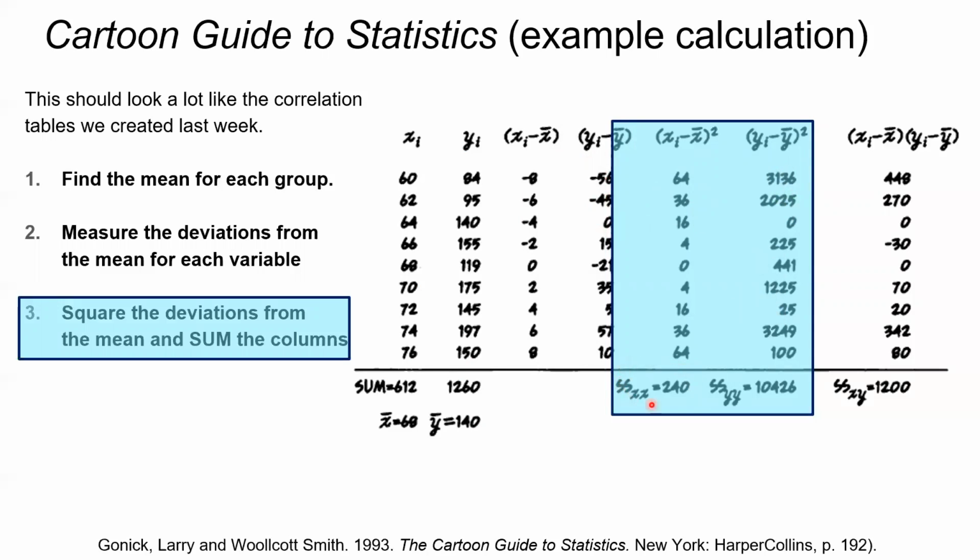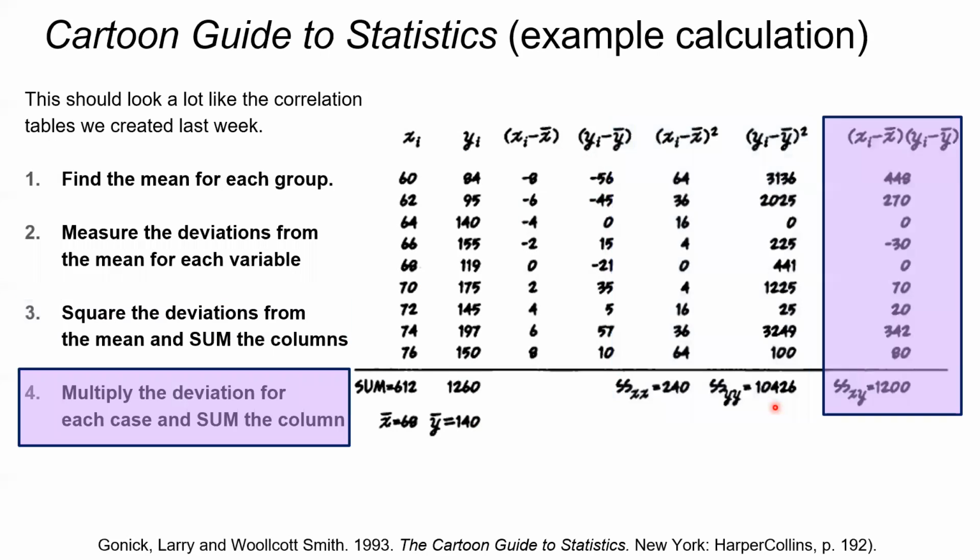And then we're going to sum these columns at the end. So the sum of this column is 240, and the sum of this column is 10,426. So that's step 3. Square the deviations around the mean and then sum the columns.